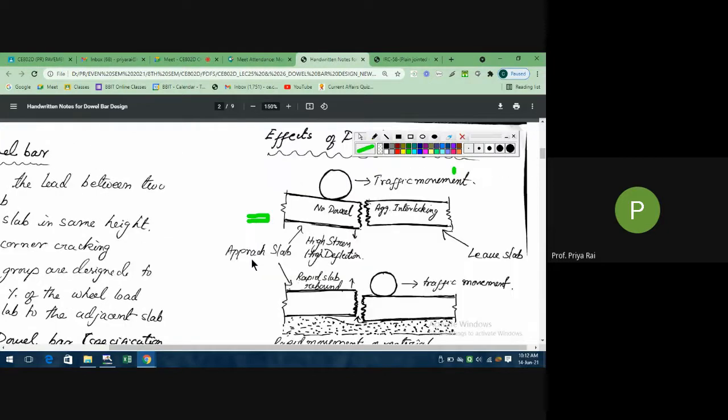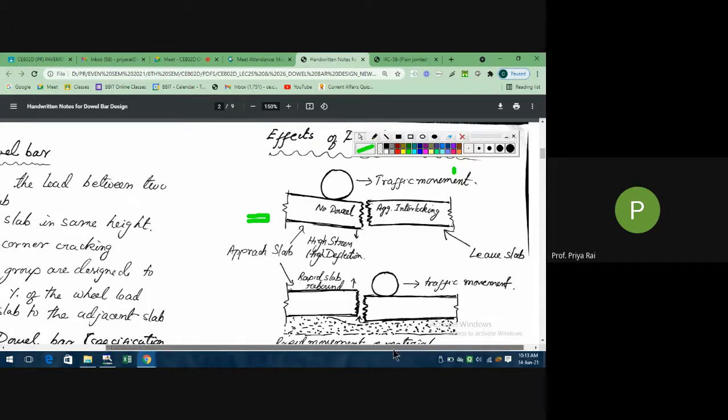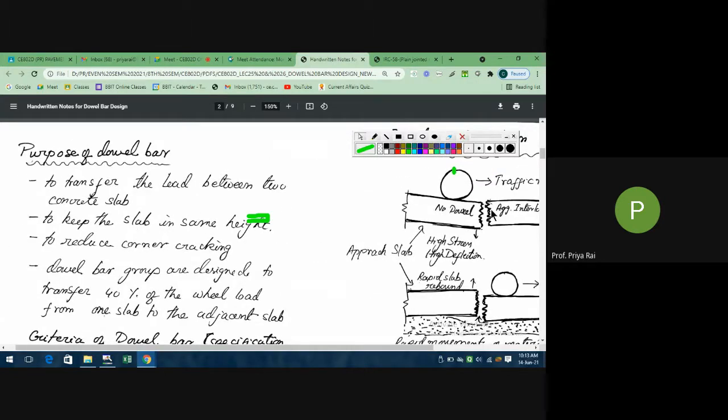See here, suppose this is an expansion joint. This is one slab and this is the adjacent slab. If there is no reinforcement, then what happens? Because of this traffic load, this slab will try to deform in this direction, whereas this one is in its original position. Again, when it passes from this slab to this slab, it is deformed here, whereas this slab is in its original position. So the two slabs are not at the same height, and differential deflection is occurring, because of which corner cracking may develop.